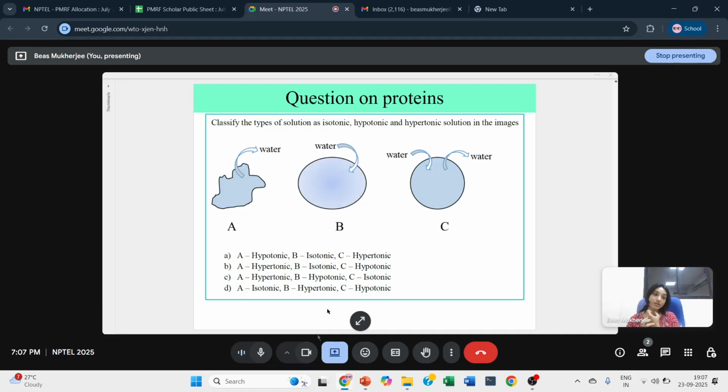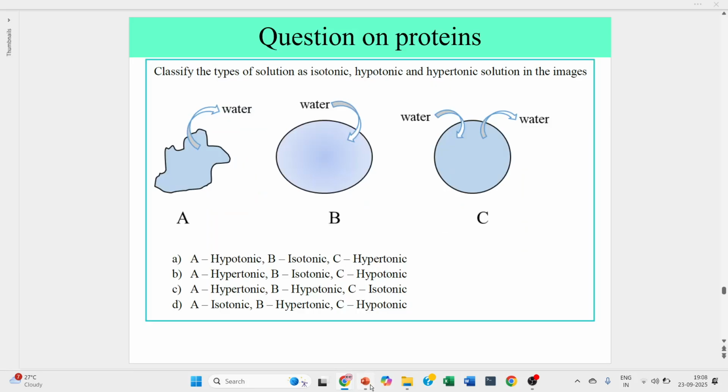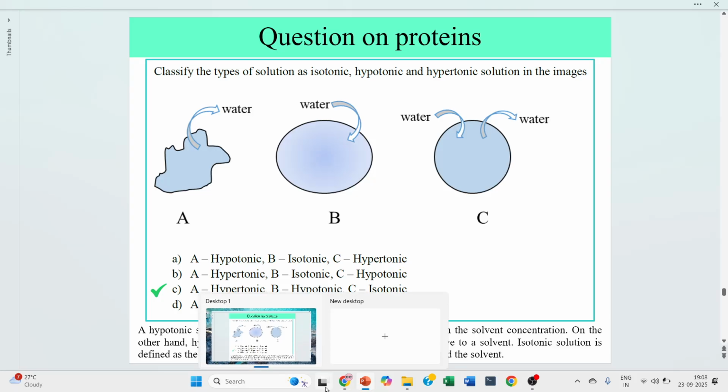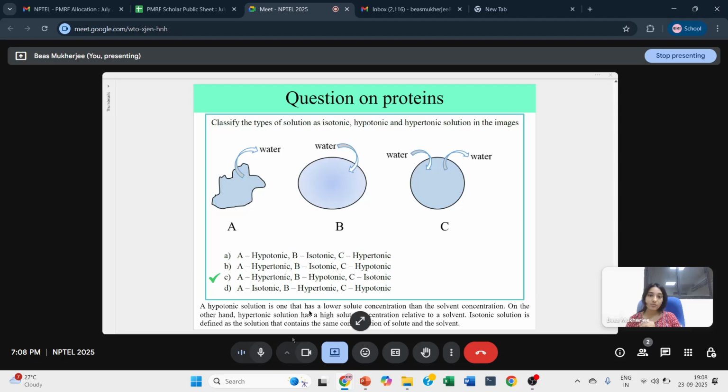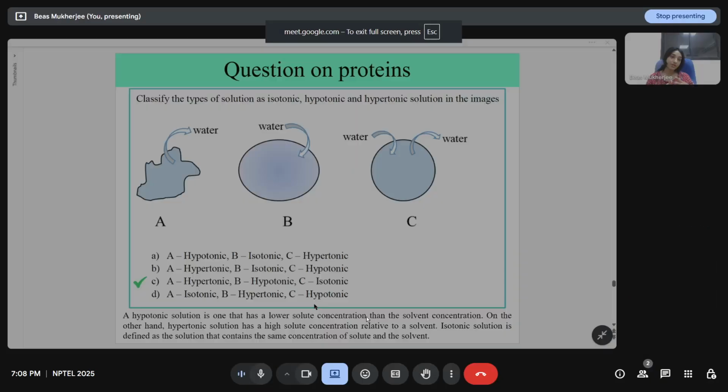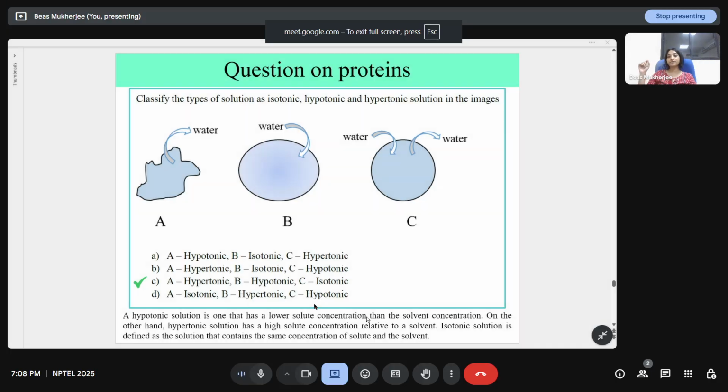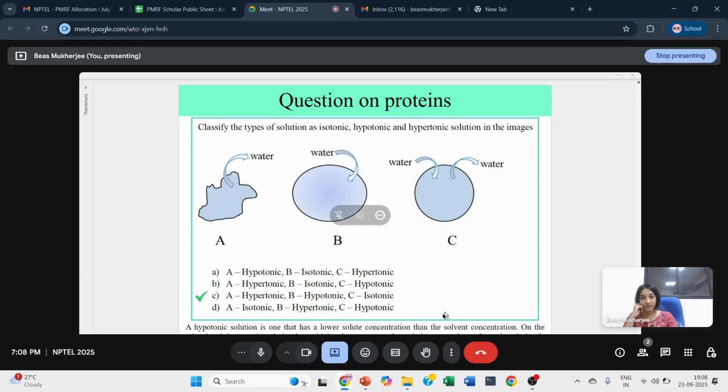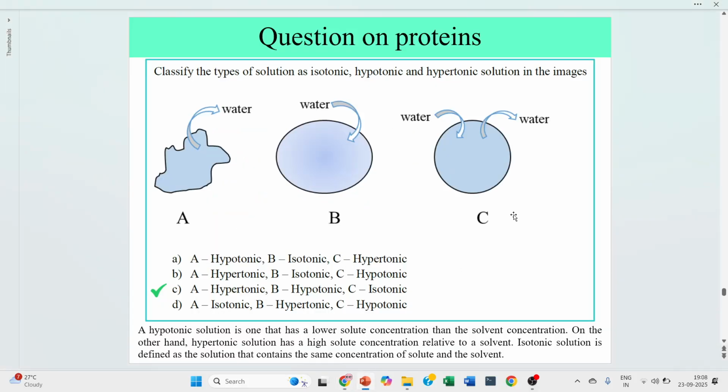And in a hypertonic solution, the cell is going to shrink because the water in the cell is going to leave, because the ion concentration is more outside the cell compared to that inside the cell. So if you look at the answer here, a hypotonic solution is one that has lower solute concentration than the solvent concentration. On the other hand, a hypertonic solution has a high solute concentration relative to the solvent, and isotonic is defined as a solution that has the same concentration of solute and solvent. Okay. Next, we go to the next slide.